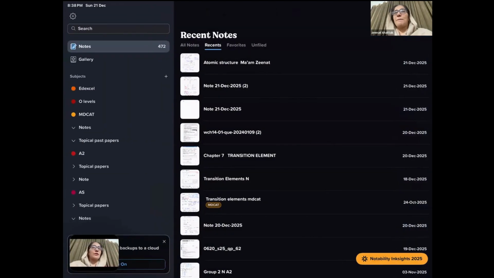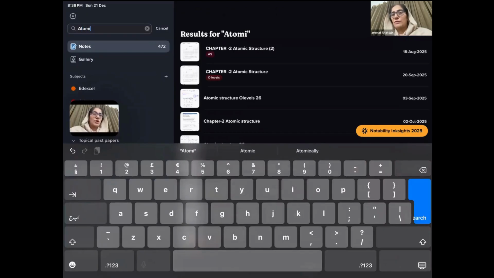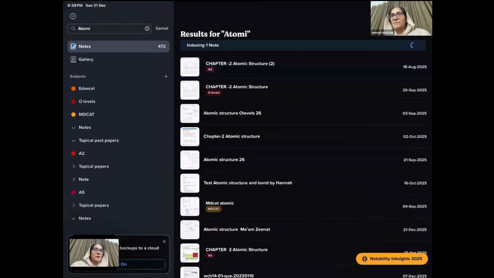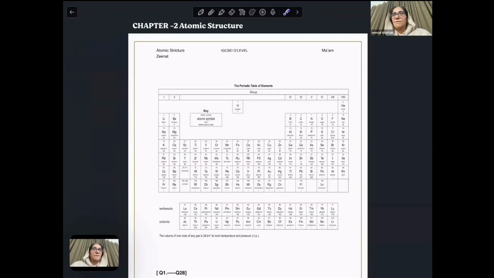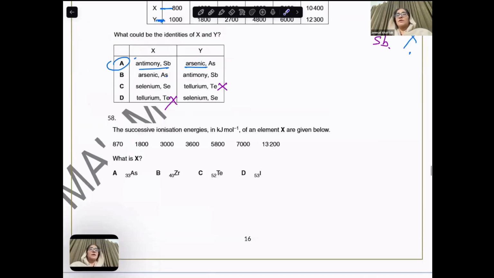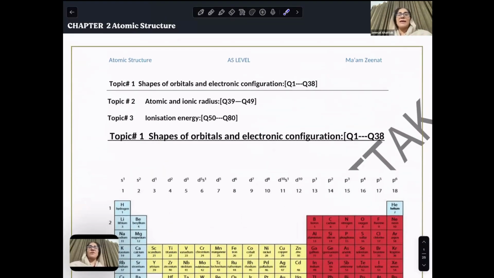But if you want to see the past paper questions, look at this. Atomic structure: you can go to my website, Chemistry by Zeenat. Over there, these are my topicals. It's again O levels. You will find these topicals on my website, and the notes for this chapter are on my website.